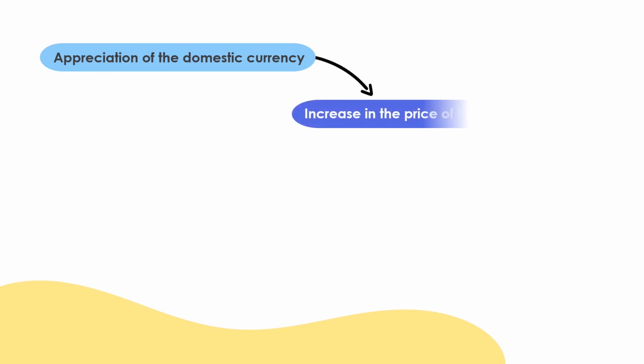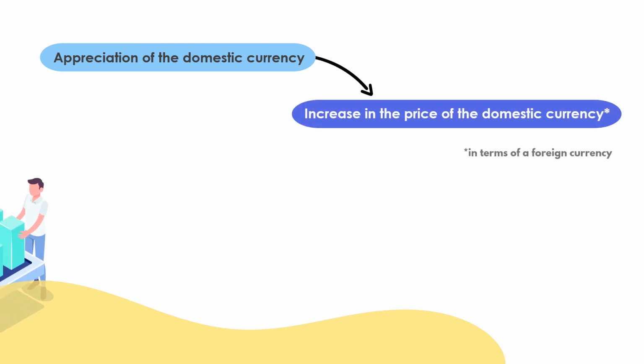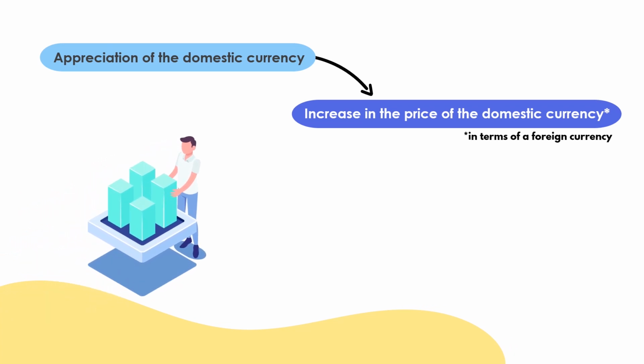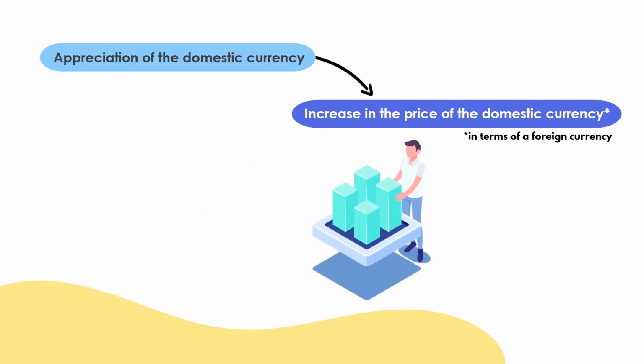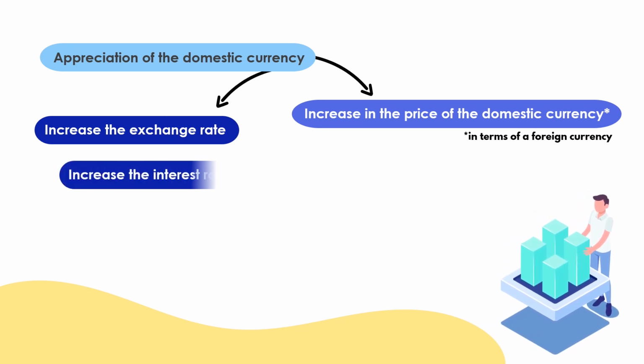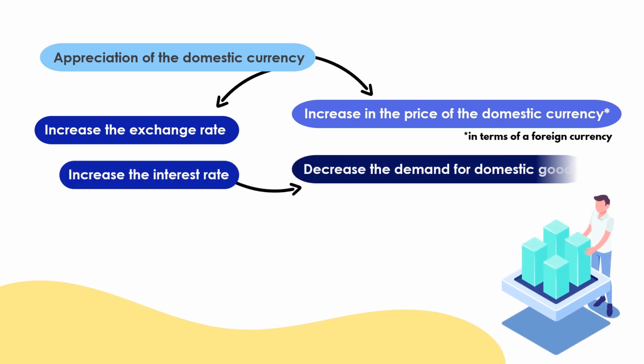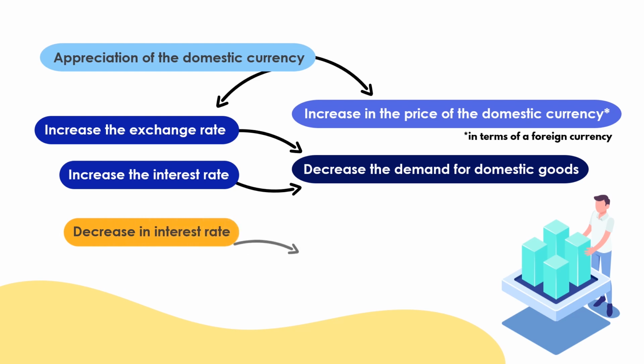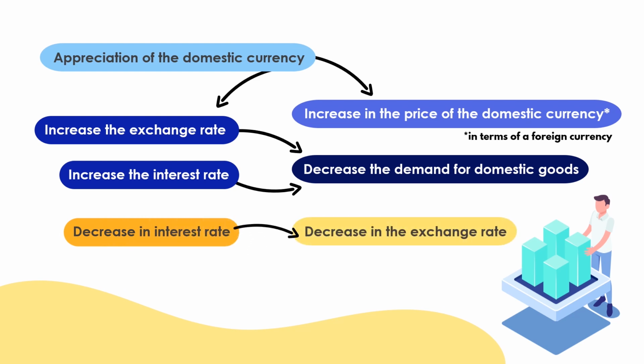An appreciation of the domestic currency is an increase in the price of the domestic currency in terms of a foreign currency. In other words, an appreciation corresponds to an increase in the exchange rate. An increase in the interest rate decreases the demand for domestic goods. An increase in the exchange rate also decreases the demand for domestic goods. Decrease in domestic interest rate leads to a decrease in the exchange rate.